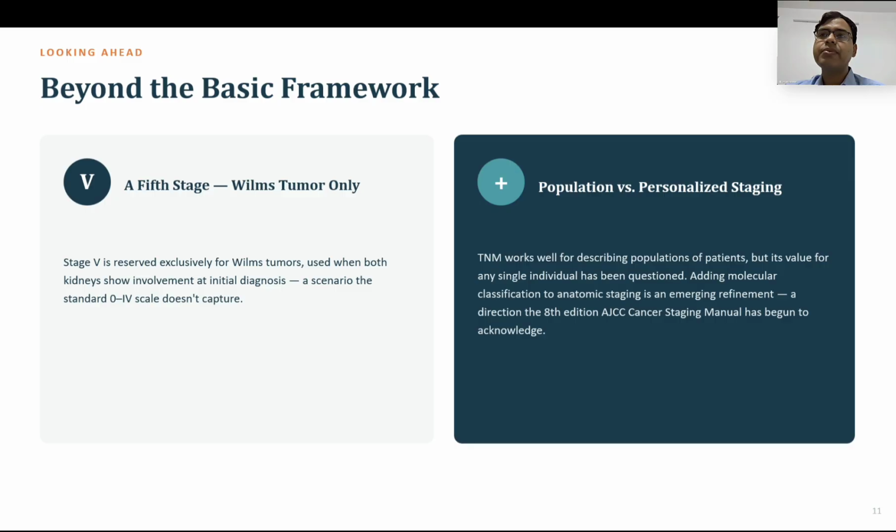And this is a further refinement which is coming up, a direction in which the 8th edition of the AJCC has begun to acknowledge, but it is still a work in process. So even though the TNM gives you a brief idea of what the patient has, it does not give you the complete picture, because tumor biology is what is going to determine whether a stage 2 cancer will recur or not, or whether a stage 4 cancer is going to survive 2 years or 5 years or maybe even 7 years. Next slide, please.